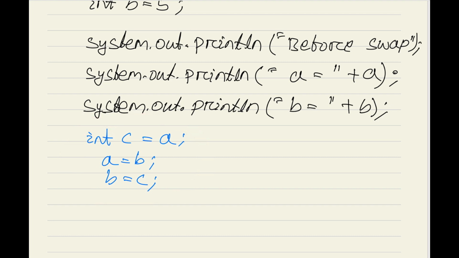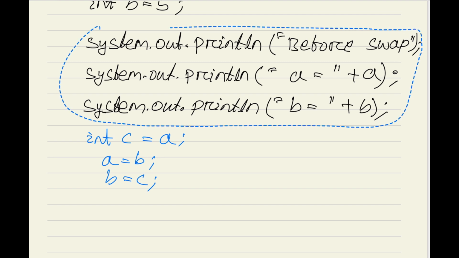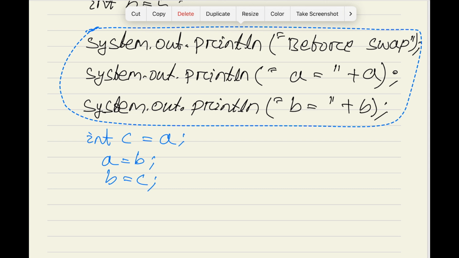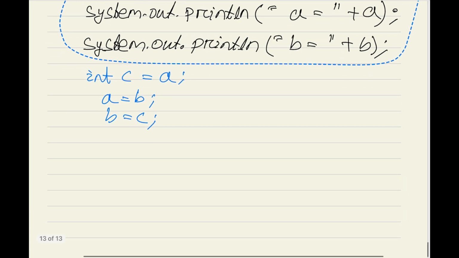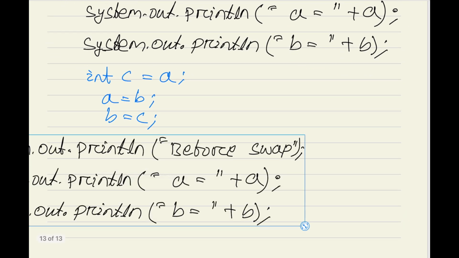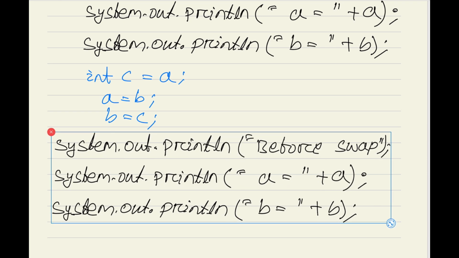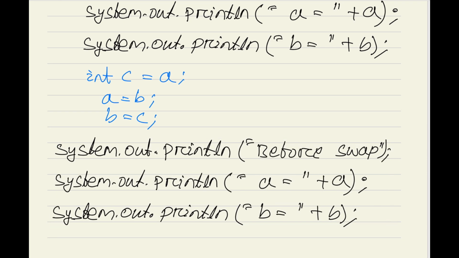Now I want to print the values of a and b again. For that I can copy these 3 statements and paste here. So where it says before swap, I can write after swap.